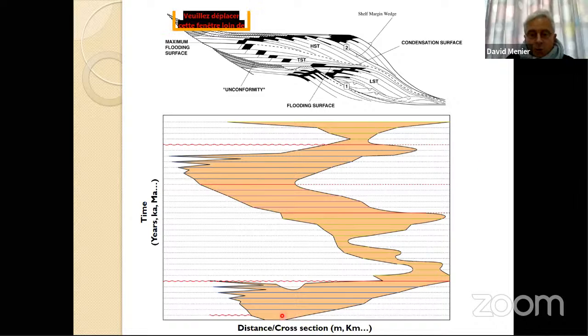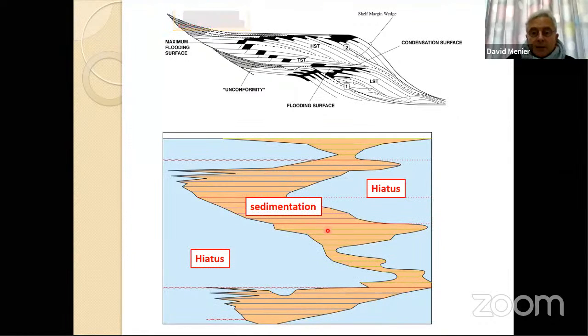So we put all the lines. You see this one, for example, comes from here, and I try to reconstruct all. I retrace, then I transfer all the lines, and somewhere here we have sedimentation, and in the blue part we don't have sedimentation. We call that hiatus.